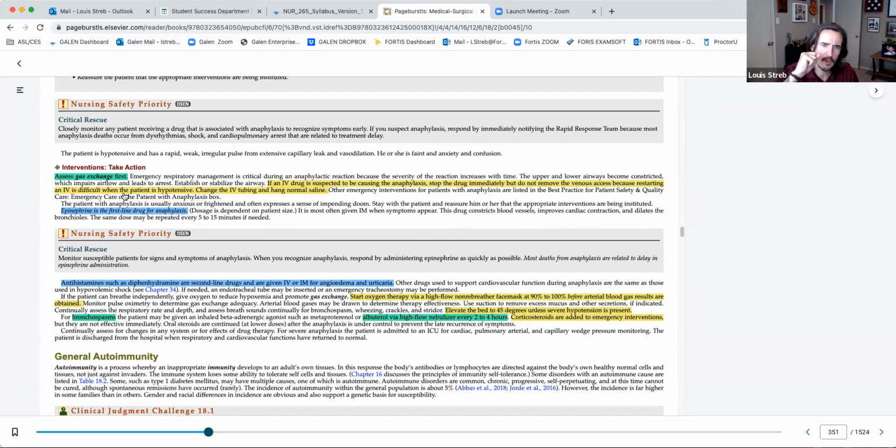The blood vessels are no longer bounding, so it's hard to get an IV. That's why we don't do that. We change the IV tubing. We hang normal saline, right? That's what we have to do. So this is a very important step here.